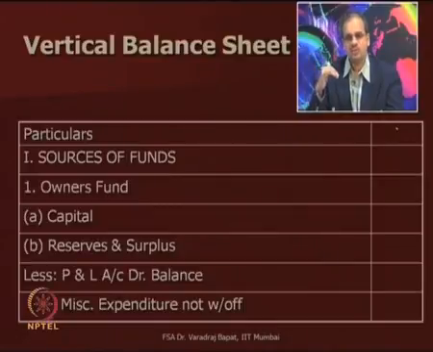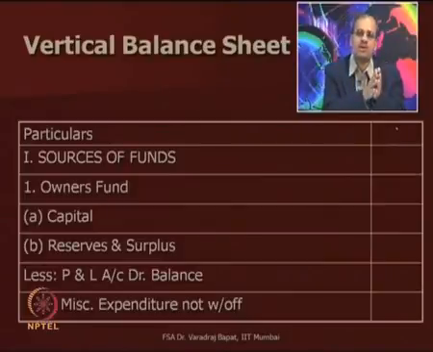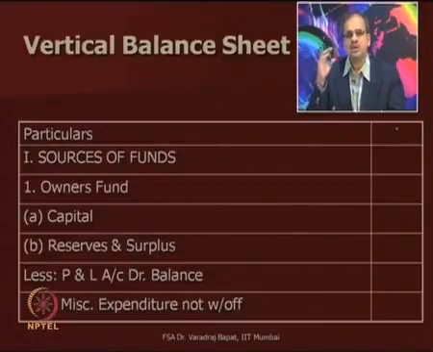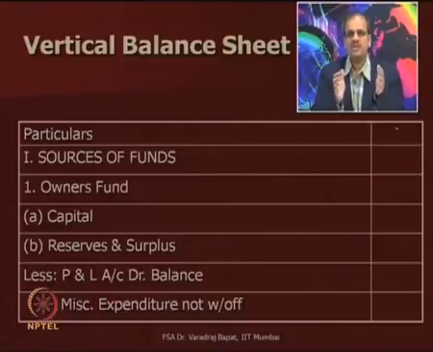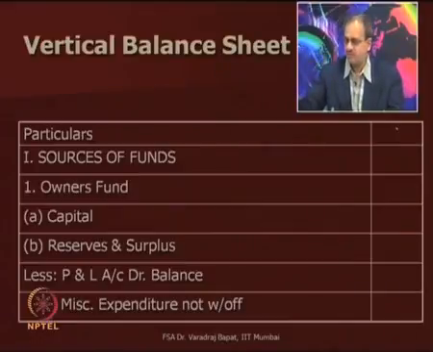Again, in turn, it has two parts: A, capital; B, reserves and surplus, minus profit and loss account debit balance, which represents the accumulated losses, and miscellaneous expenditure if it is not written off. So, the total of A and B is the total money which belongs to the owners or which enterprise should pay back to the owners. So, this is the owner's fund.